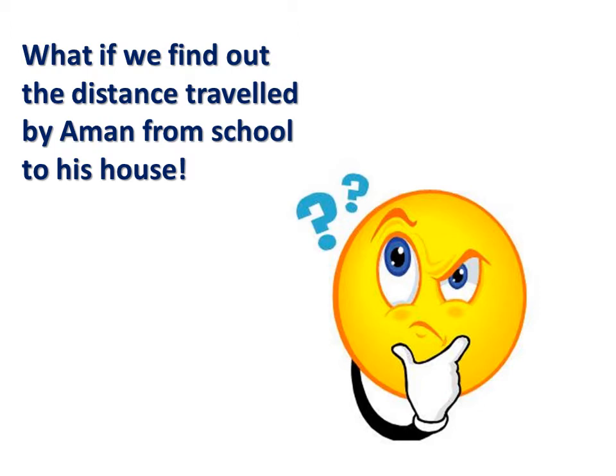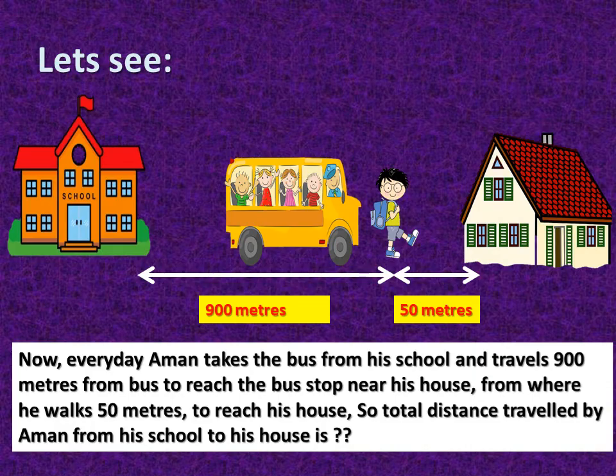But what if we find out the distance travelled by Aman from school to his house? What did we do earlier? We found the distance from his house to his school. But if we find it the other way around, that is, the distance from his school to his house, if we go in reverse, then what will the total distance be? Let us see it in the picture again.